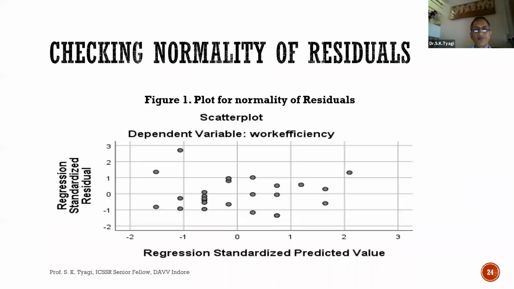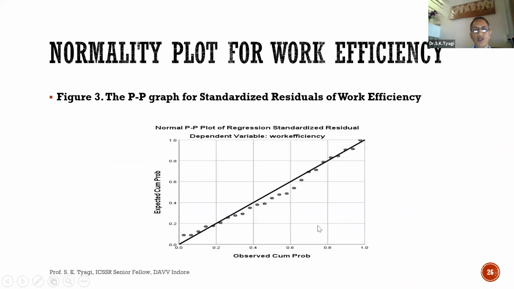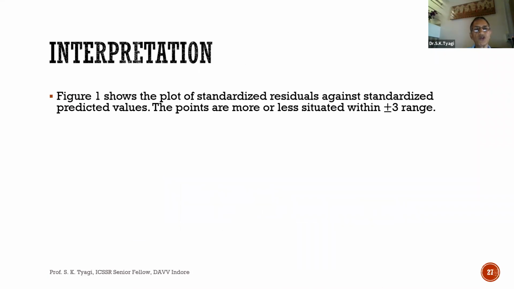Now, this is a plot for normality of residuals. This is standardized predicted value and standardized residual. This is between 3 and -3. Actually, it is almost between 2 and -2, with very few cases outside this. And this is the histogram. This is the PP graph. My interpretation: Figure 1 shows the plot of standardized residual against standardized predicted value. The points are more or less situated within the ±3 range.